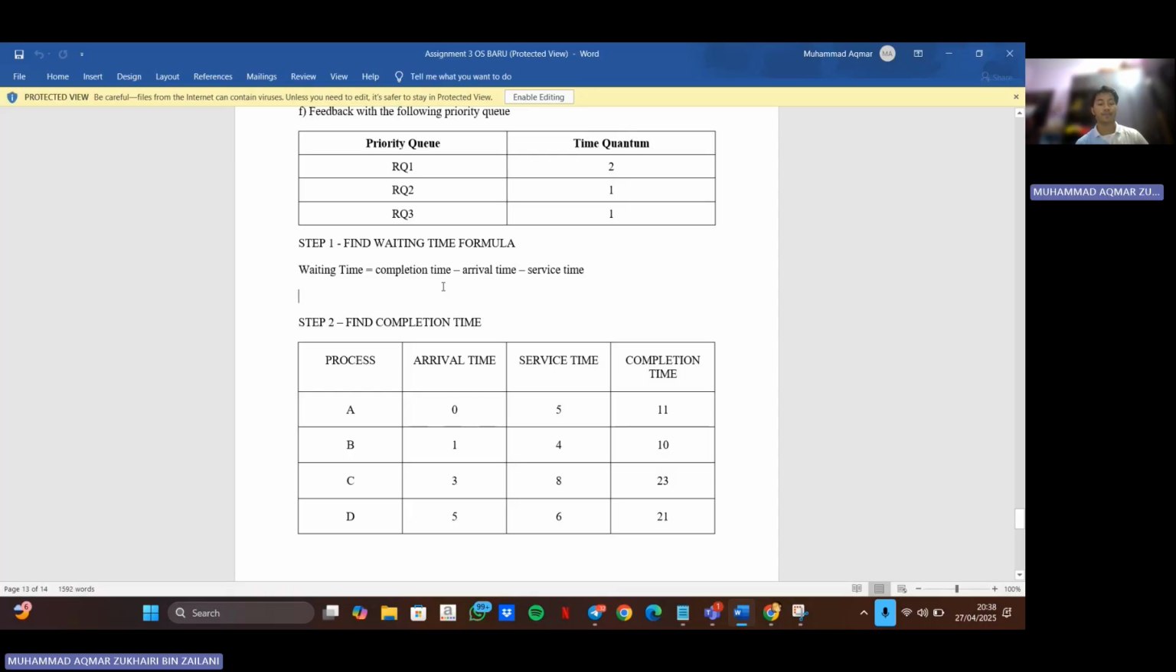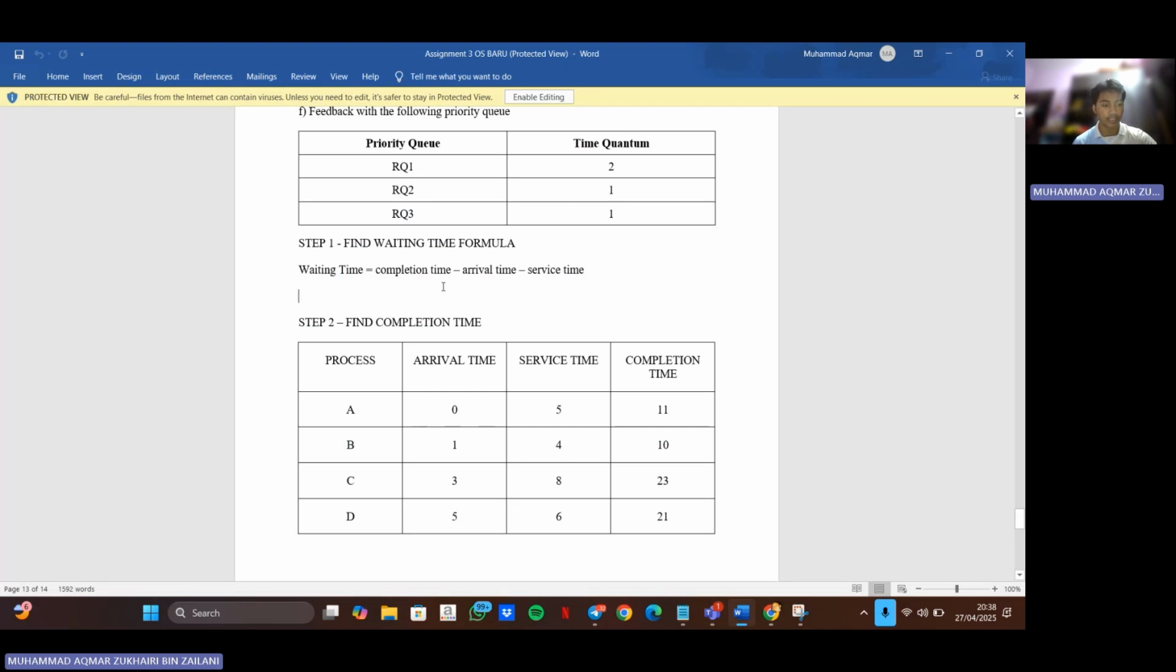For the feedback algorithm, the following priority queue is given: RQ1 with time quantum 2, RQ2 with time quantum 1, RQ3 with time quantum 1. The first step is to find the waiting time formula. The waiting time formula is completion time minus arrival time minus service time. Step 2 is to find completion time.